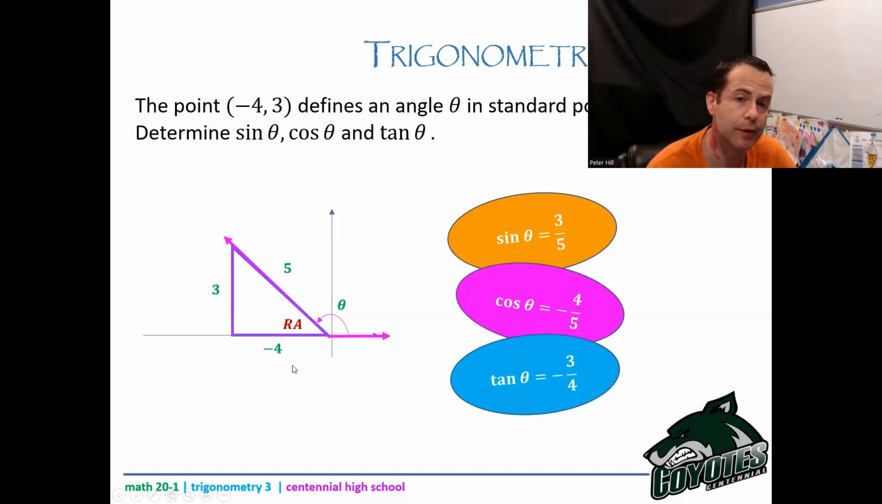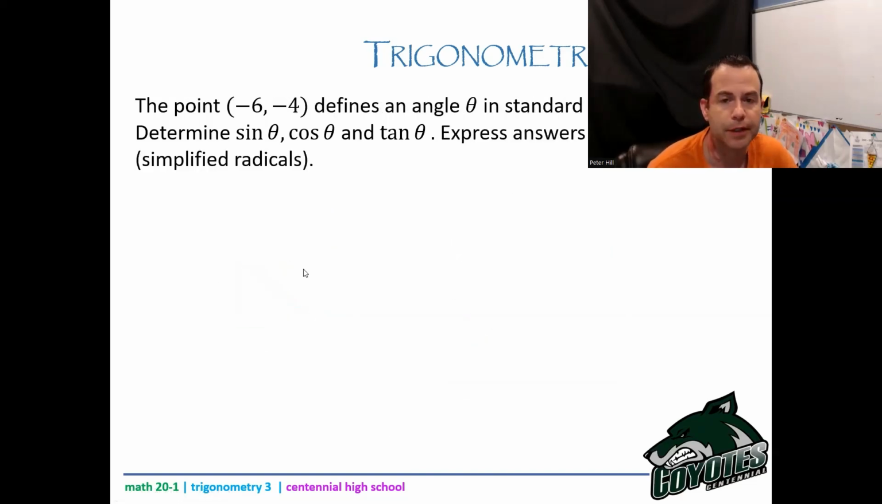We don't say 3 over -4. We don't have a negative denominator. If there's one negative on a fraction, just bring it to the front or put it on top. It doesn't matter where it is as long as it's not on the bottom. We don't like to have negative denominators. Okay. All right, good. Let's try another one.